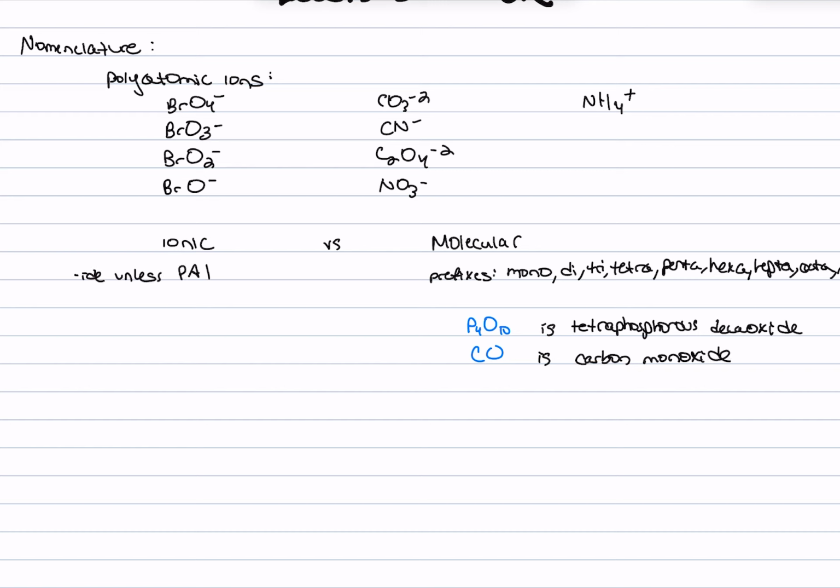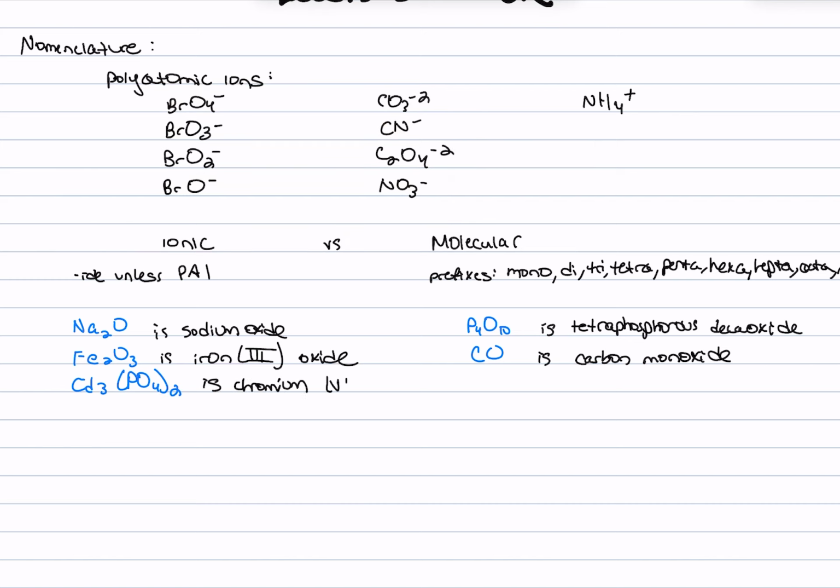Ionic compounds, on the other hand, typically have an IDE ending unless it's a polyatomic ion, in which case there is no name change. For example, Na2O is sodium oxide, Fe2O3 is iron 3 oxide, since Fe must be plus 3. And similarly, CrMnO4 6 is chromium 6 permanganate. MnO4 is a polyatomic ion with a charge of -1.